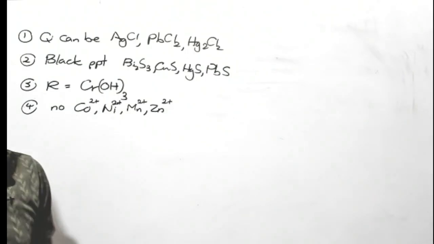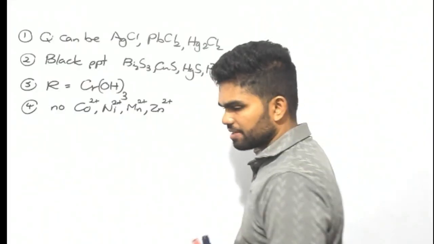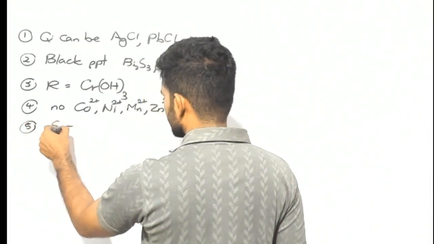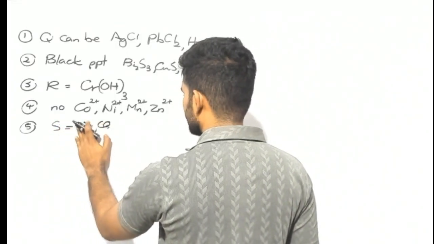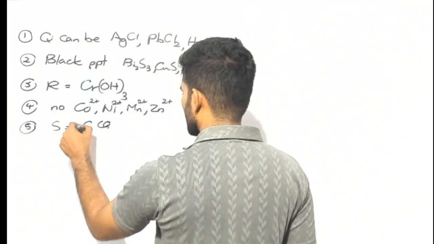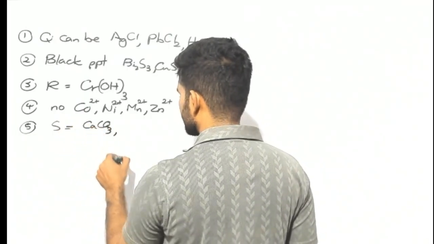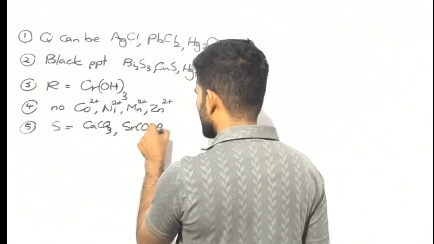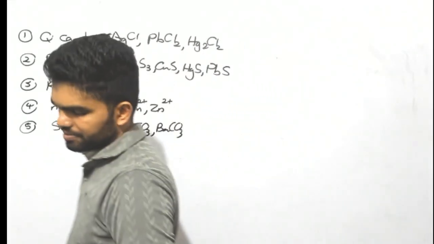Now look at the fifth one. When you add ammonium carbonate, a white precipitate is formed. That means our S can be calcium carbonate, strontium carbonate and barium carbonate. All these are white color.